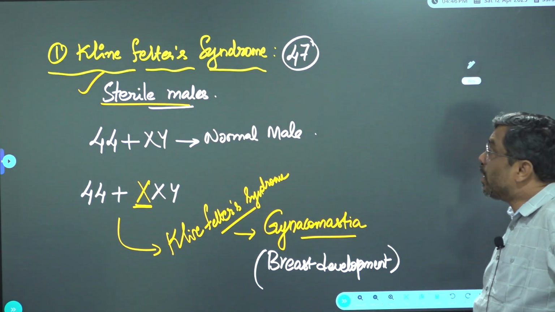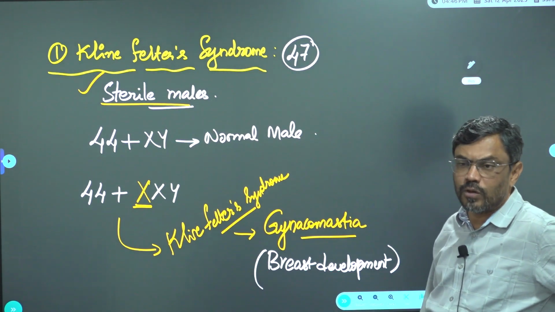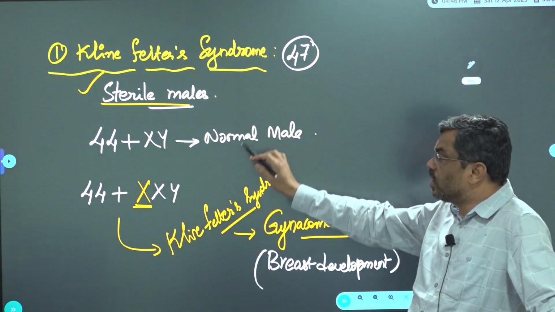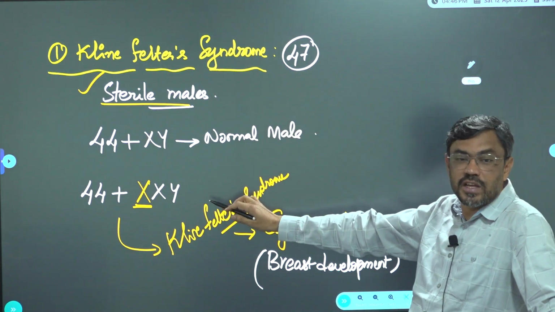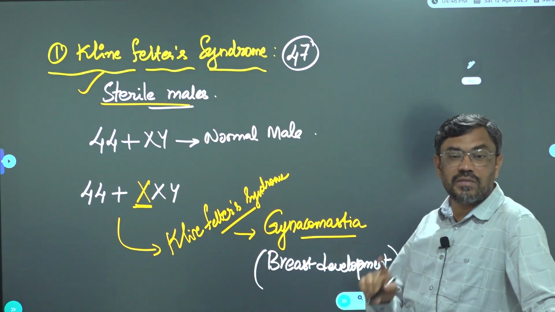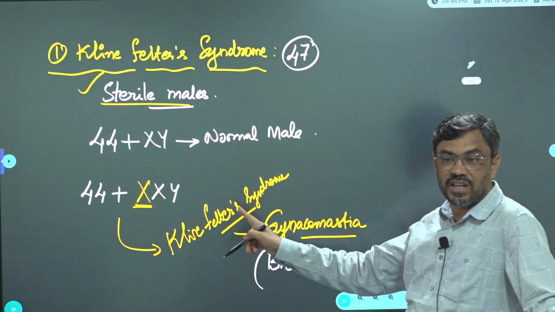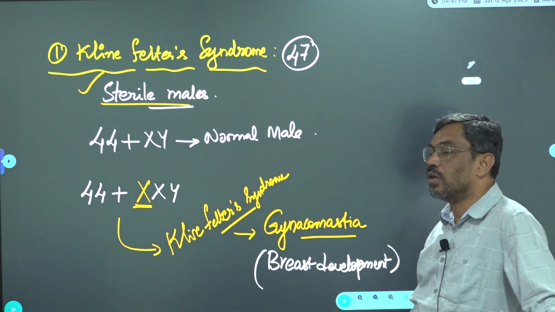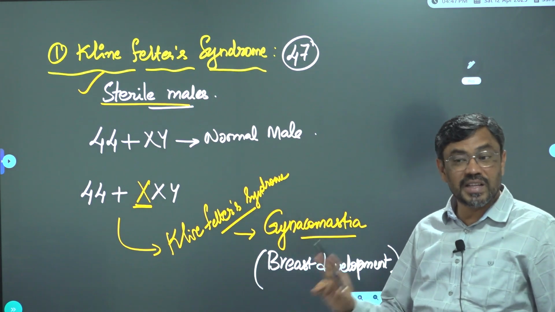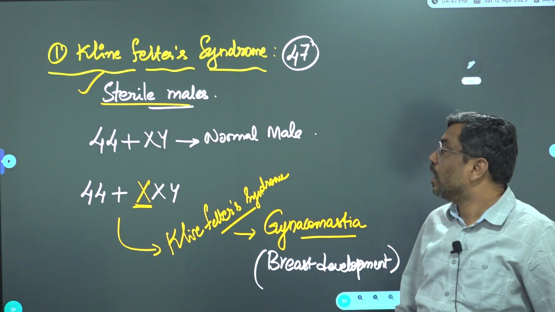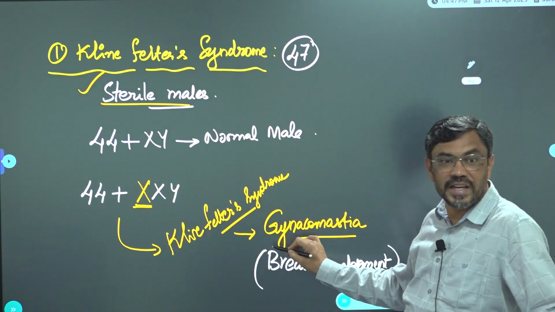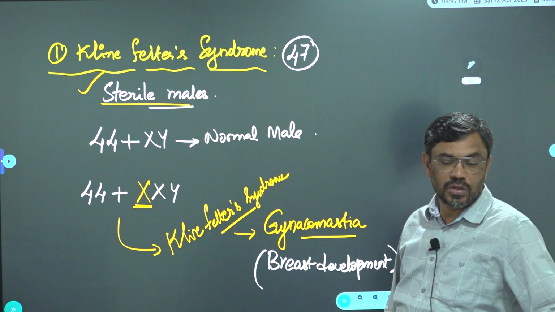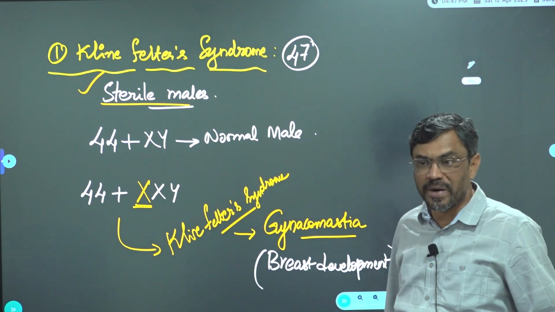So mainly you remember Klinefelter syndrome. What is the number of chromosomes? 47. These are sterile males. What is the genotype? XXY. That is 44 plus XXY, total 47. So these are called Klinefelter syndrome. These are actually males, but they are sterile. They are impotent, and they show some feminine characters like gynecomastia, development of breast. So the sex organs may be rudimentary.